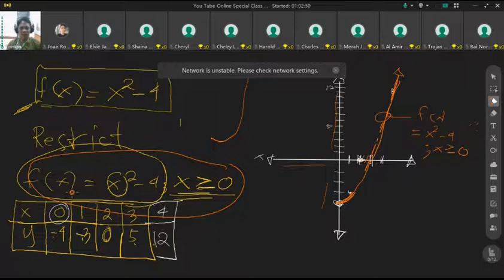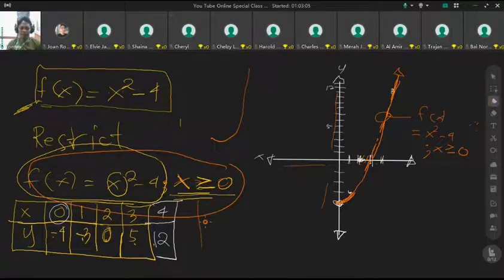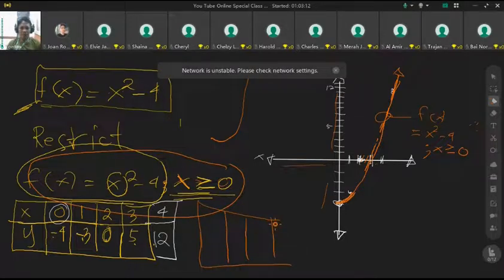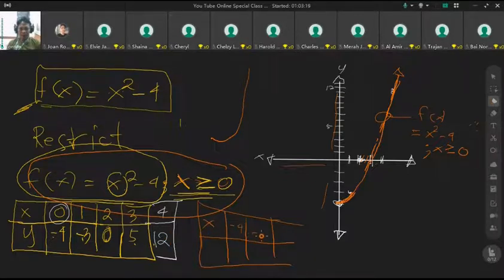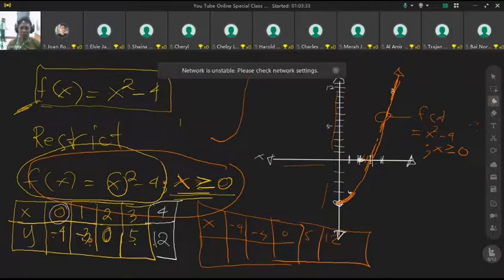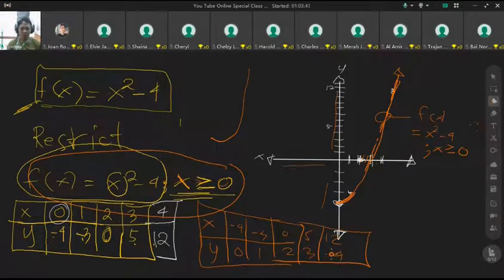So this is the graph of f of x equals x squared minus 4, where x is greater than or equal to 0. Now, we will find its inverse if, according to Joanne, we will interchange the values of x in terms of y. So this becomes negative 4, negative 3, 0, 5, and 12. And our values of x will now be values of y: 0, 1, 2, 3, and 4.